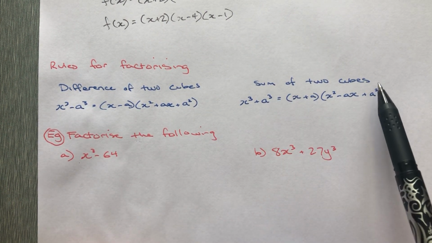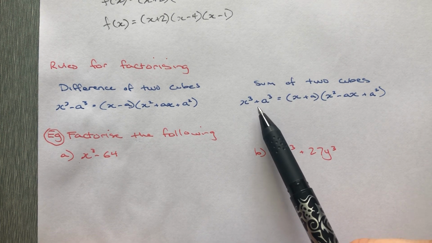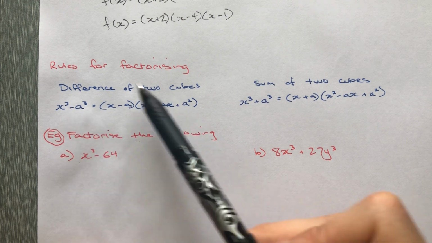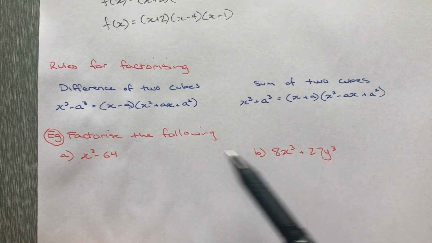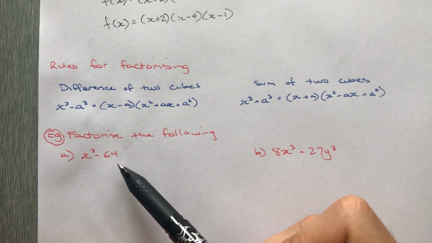Same with this one over here. Instead of difference, it's a sum. That's why you're going to see a plus there. Now, we're going to try to use these rules that we've been given to factorize these expressions down here, or these polynomials down here. So, let's try A first.